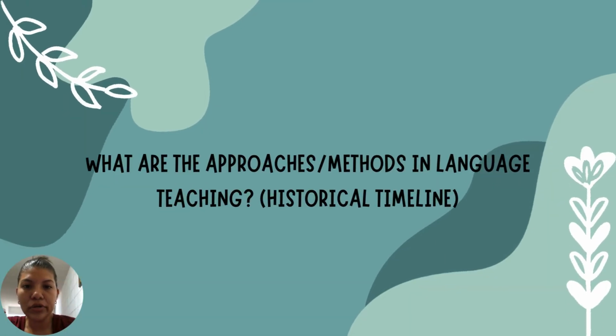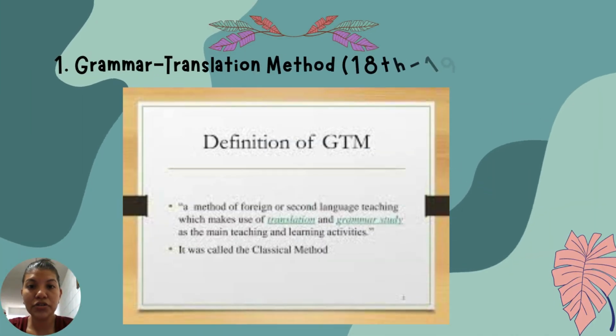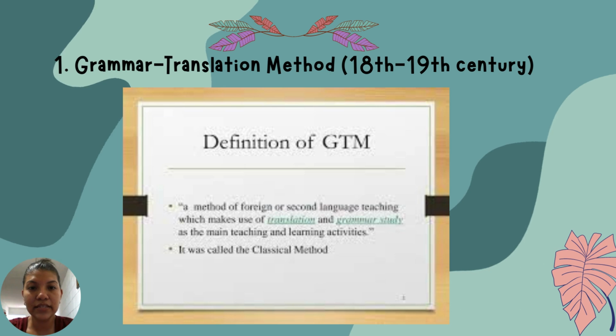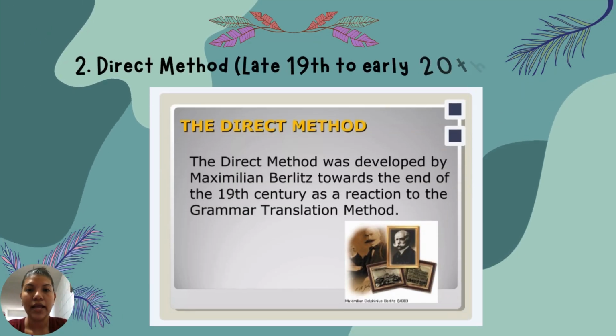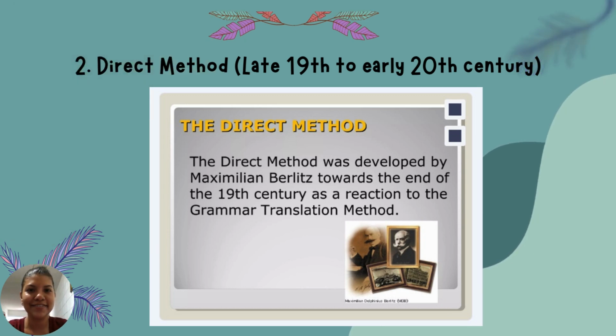What are the approaches and methods in language teaching? Historical timeline. Number 1. Grammar translation method. 18th-19th centuries. Focus on written language, translating text, and learning grammar rules. Number 2. Direct method. Late 19th to early 20th century. Introduced oral practice without translation, encouraging immersion in the target language.